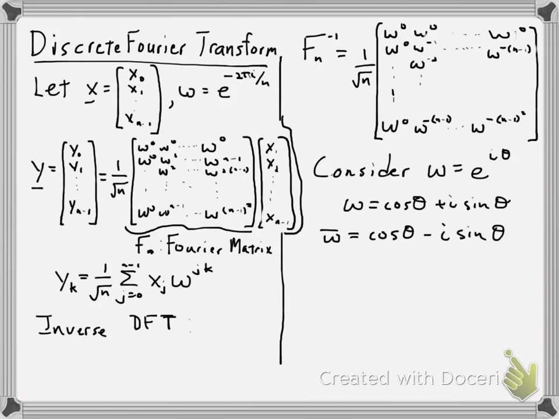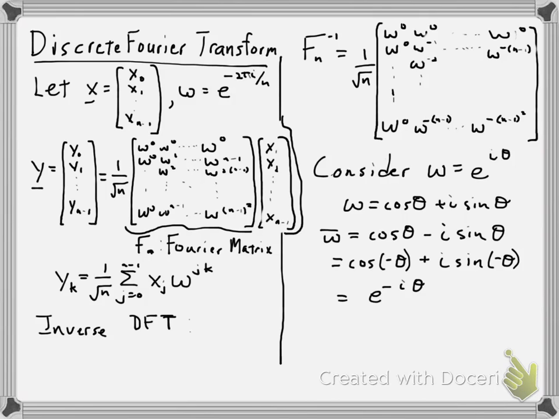And now what is this in relation to omega in its polar representation? Well, notice that this is equal to cosine of minus theta, since cosine is an even function, and then, I'm sorry, it's actually plus i sine of minus theta, since sine is an odd function. And so what does this equal? It equals e to the minus i theta.